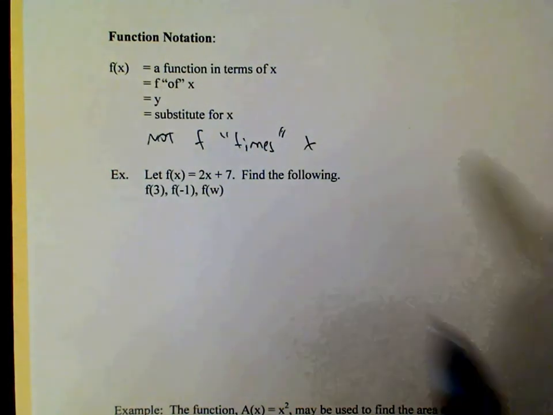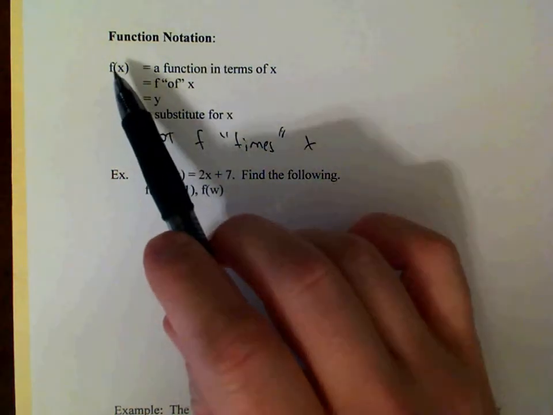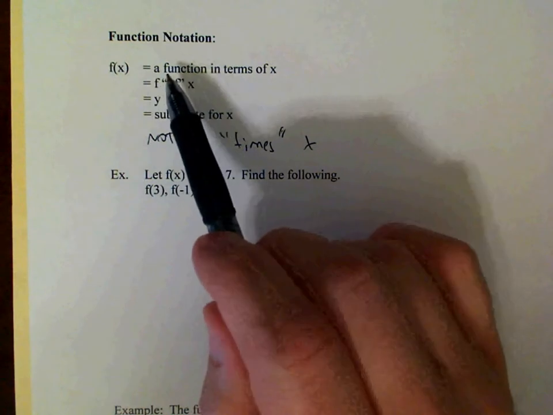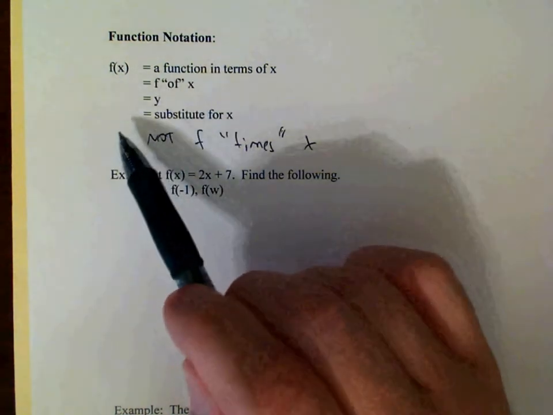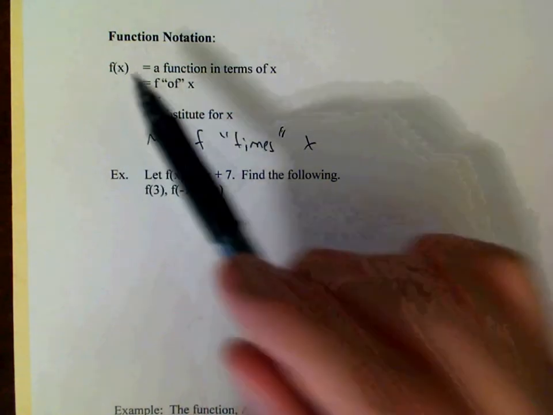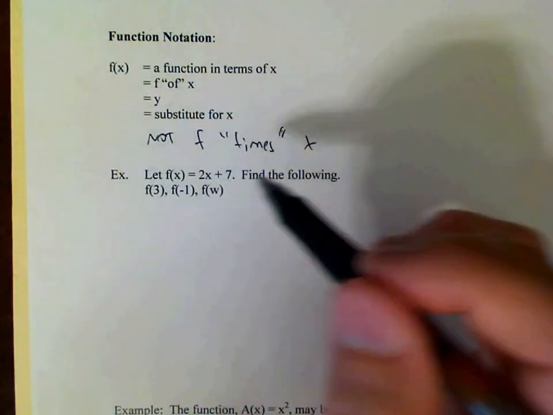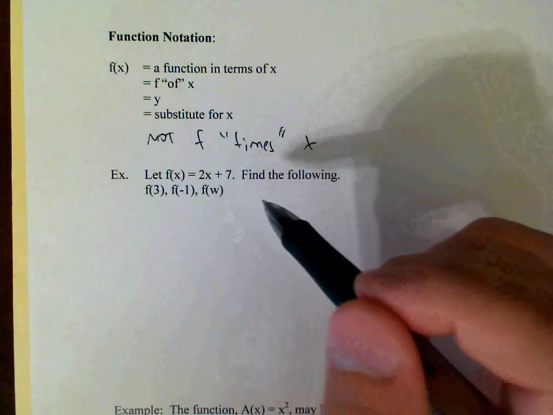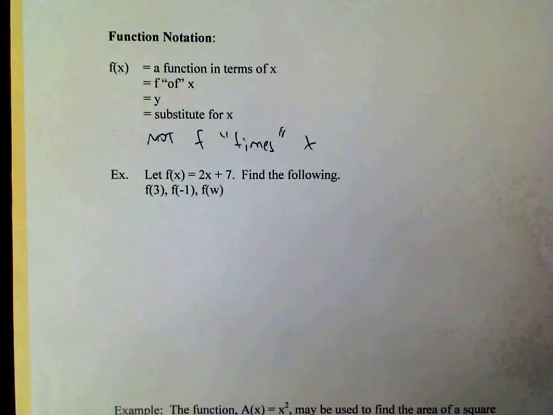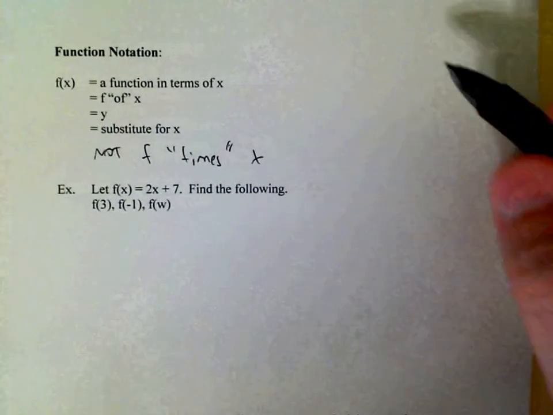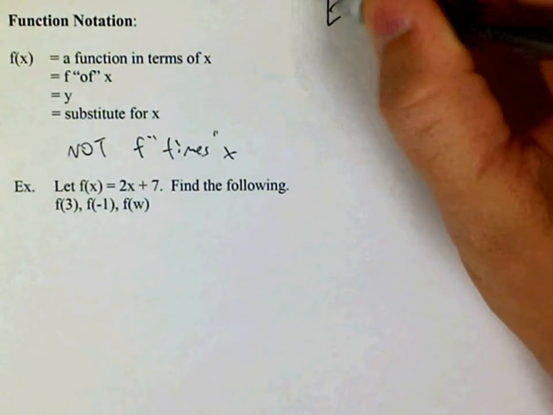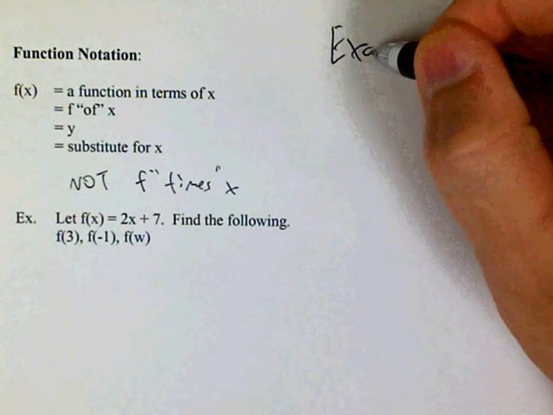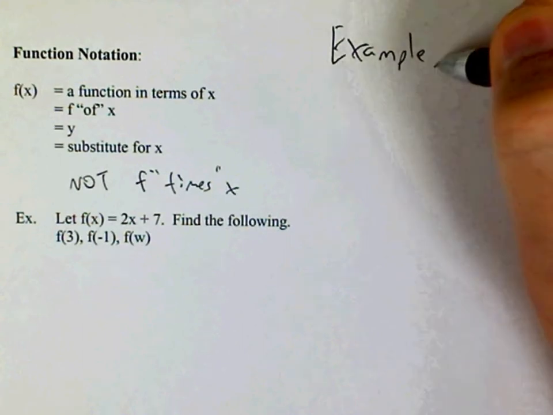Got it? Now, we don't have to use just f. We use f because the word function begins with the letter f. It could be g of x, h of x, whatever you want to use. But most times you'll see f of x. So here we go. We have f of x equals 2x plus 7. Before we do that one, I want to do a slightly different example. We'll write this one out.